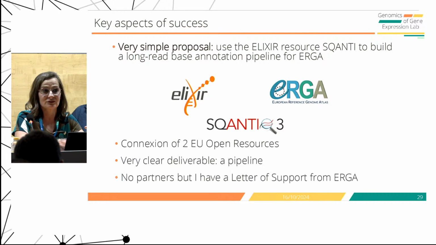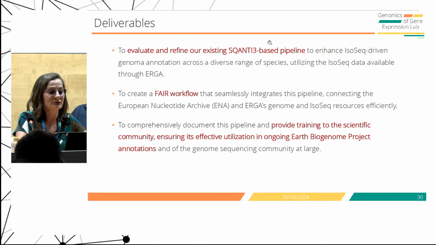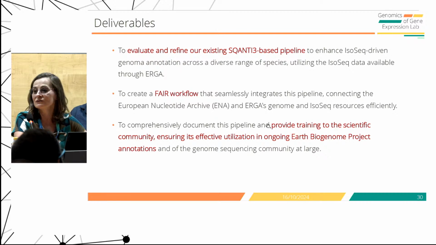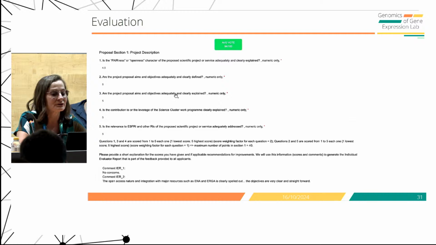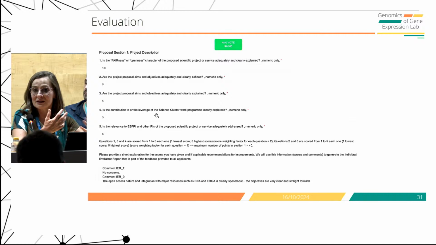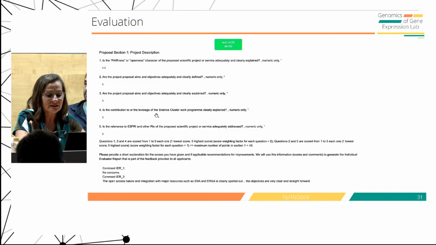Now I have just a script, so I will create a Nextflow pipeline and everything. The deliverables were very clear: the pipeline based on SQANTI, it will be a FAIR workflow, whatever that means. And I will also do, because I have this in the proposal, if the objectives are very well explained, since the cluster is really clear, so it was because I have two.